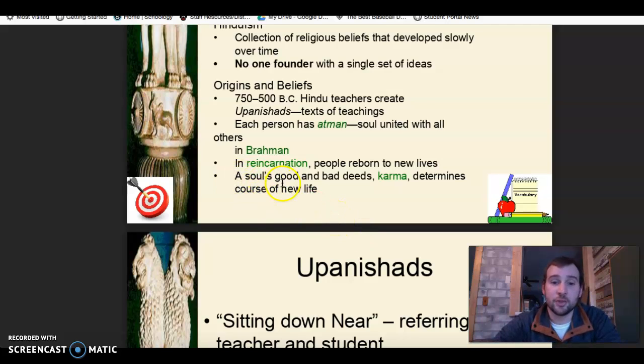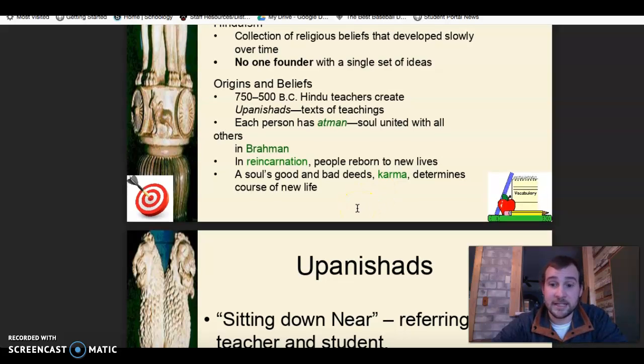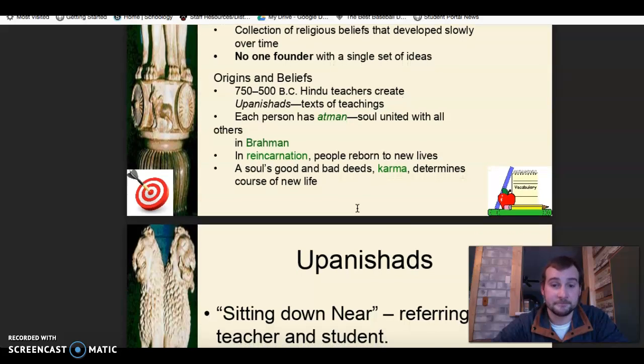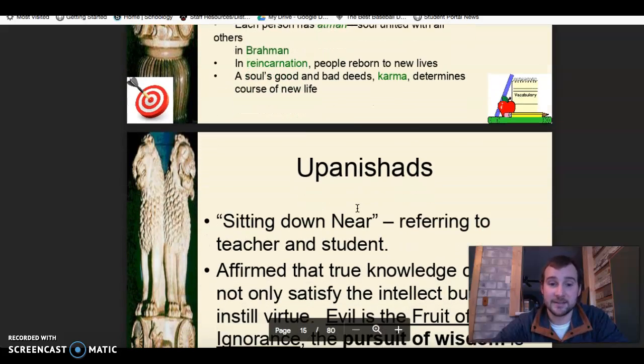So a soul's good and bad deeds in Hinduism are called karma. What comes around goes around. If you're a good person in your past life, you get good karma. When you die, you get reborn as something good. If you have bad karma and you die, you get reborn as something bad. That's about as simple as I can put it. So the idea of reincarnation is really big, and it plays into the caste system.